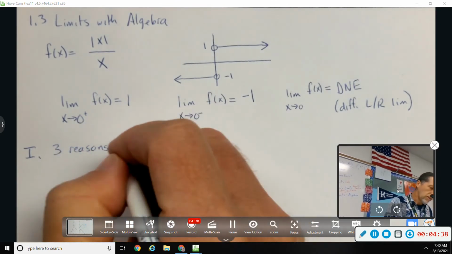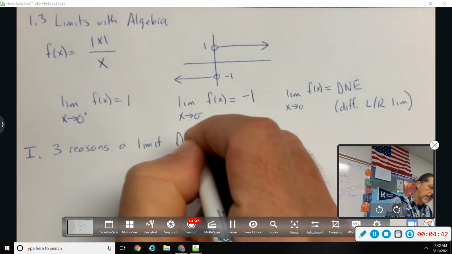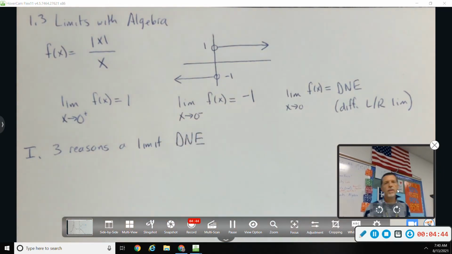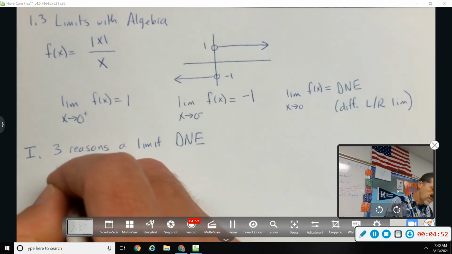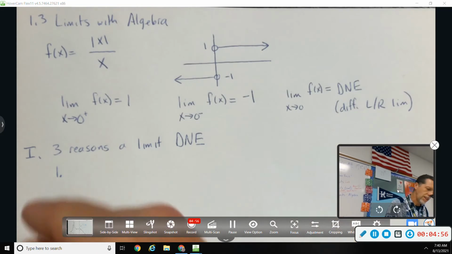All right, 3 reasons a limit does not exist. We've seen 2 of these already. I don't know if you remember them, but we've seen them. One of them we just looked at was this different left and right limit, so we'll start with that.